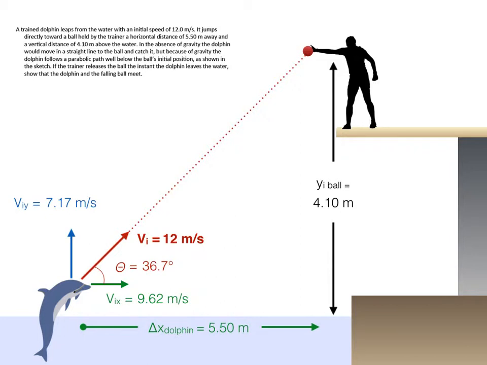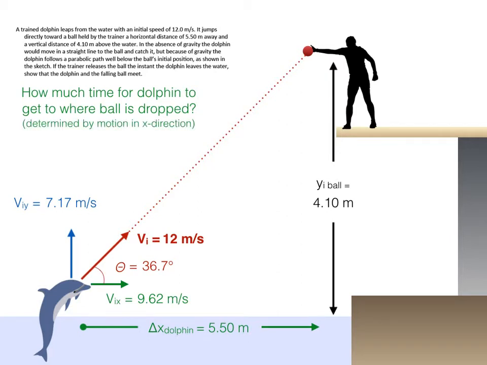Well, what we want to make sure is the dolphin is where the ball is when the ball is dropped. So what we really want to find out now is how much time it takes for the dolphin to get to where the ball is dropped. The ball is dropped 5.5 meters over in the x direction, so that amount of time is going to be determined by the dolphin's motion in the x direction. So we want to find that delta t.